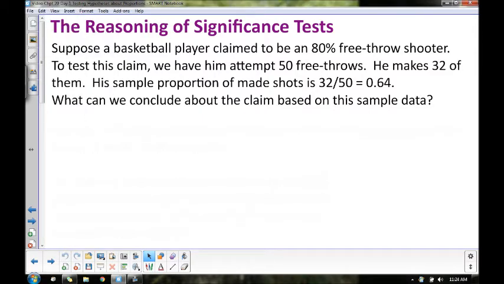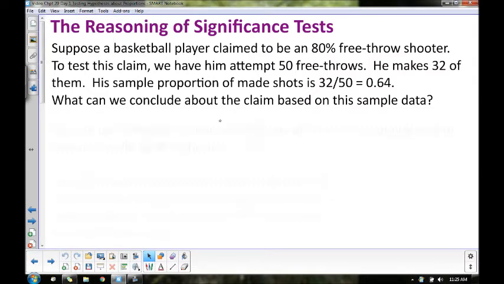Take this claim, for example. Some basketball player claims he has an 80% free throw shot record. That means he thinks that out of all the shots he takes, 80% of them should go in. Well, we don't know if we believe him or not, so we're going to test his claim. He is going to make 53 throws. In those free throws, he only makes 32 of them. So his actual proportion for those shots is 32 out of 50, or 0.64. That's a 64% free throw rating.